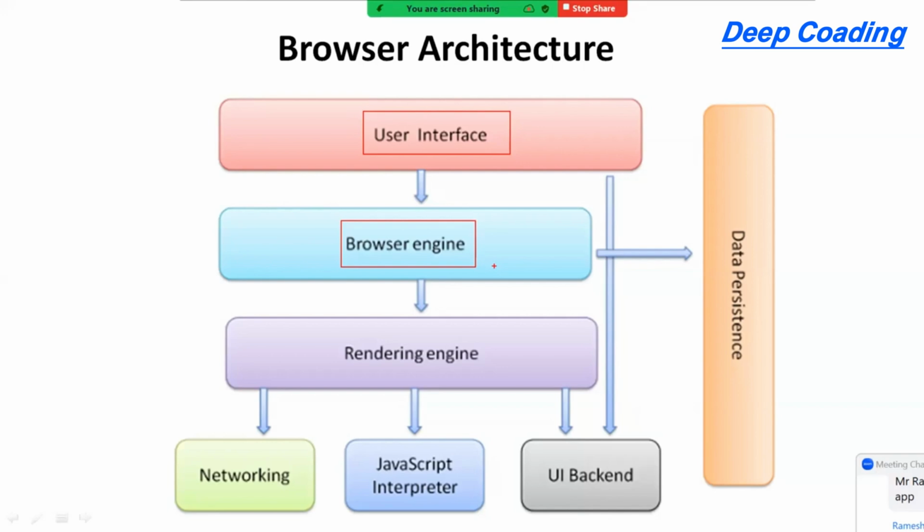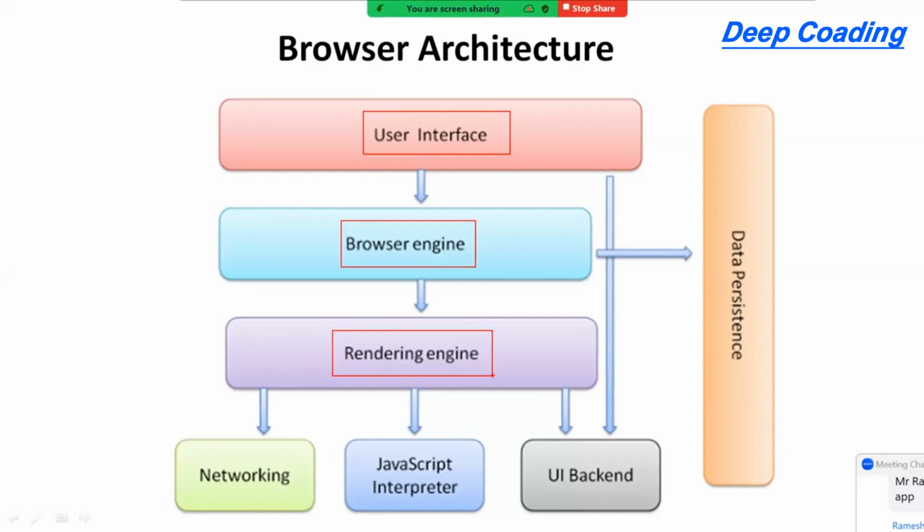After translating the HTML, the translated HTML needs to be presented on the browser, which is done by the rendering engine. The rendering engine is responsible for presenting the translated content. First work, translate the HTML. After translating, present. Translation is done by the browser engine. The translated content is presented by the rendering engine. So every browser has two engines.